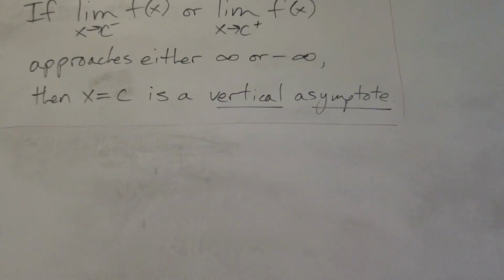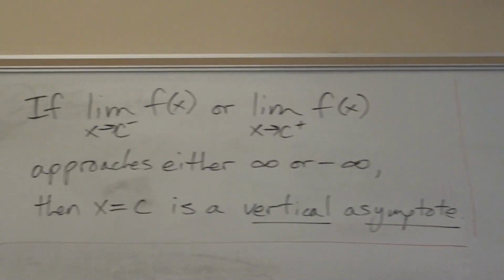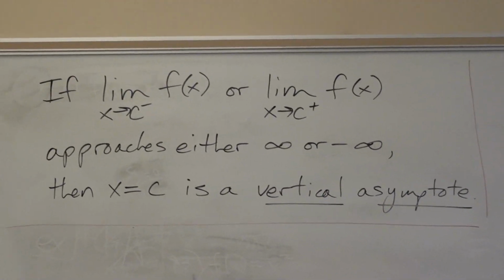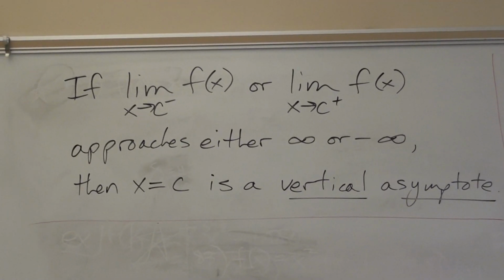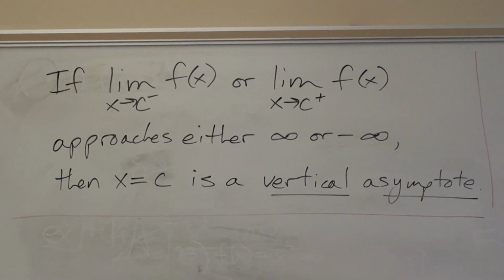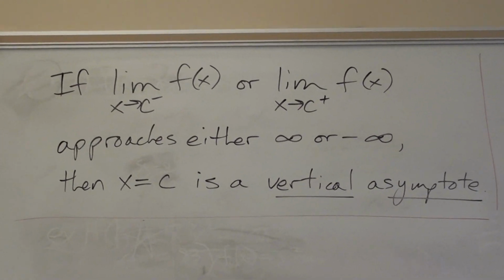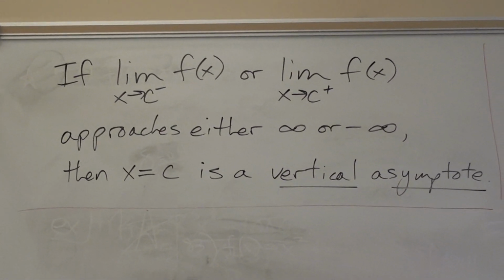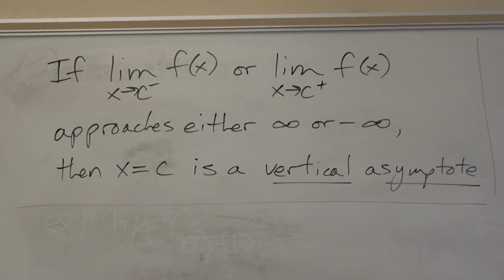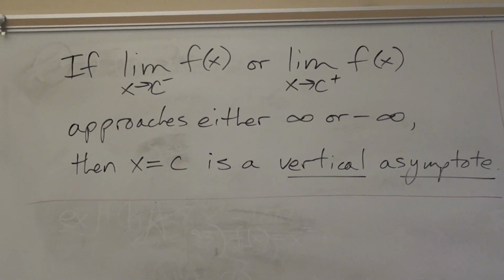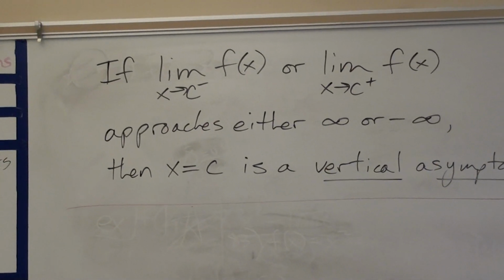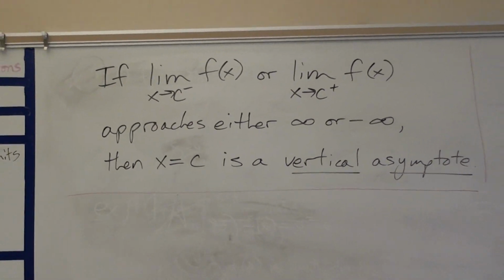So anyway, definition of a vertical asymptote. If the limit from the left of some x value or the limit from the right of some x value is either infinity or negative infinity, then you have a vertical asymptote there. All right, zooming out.